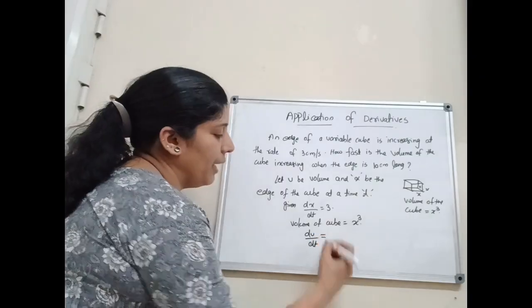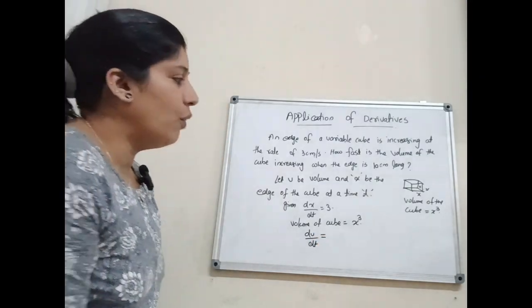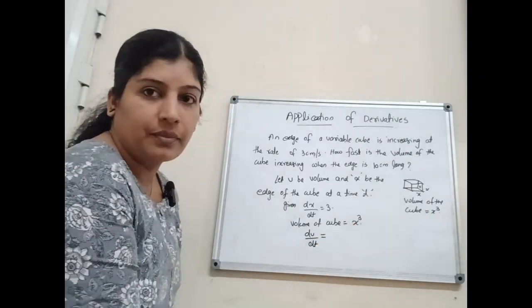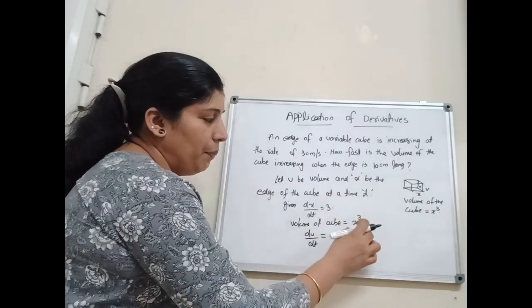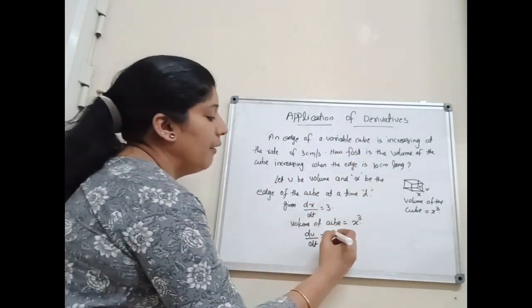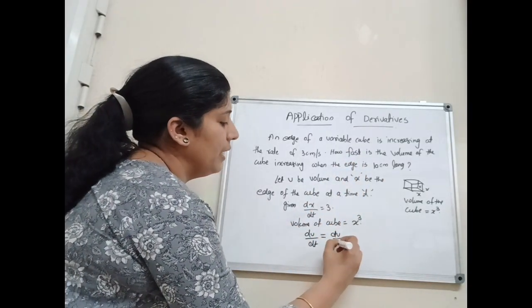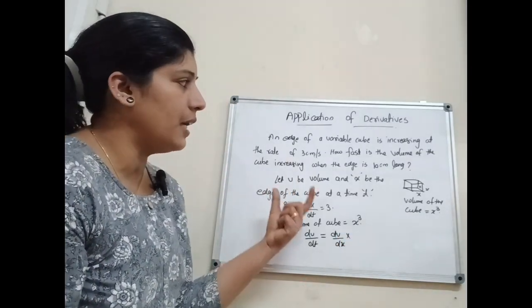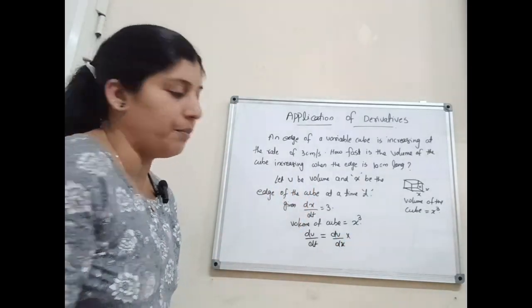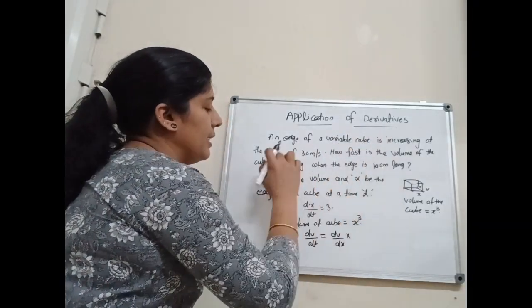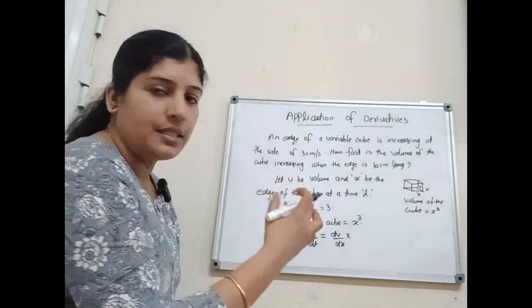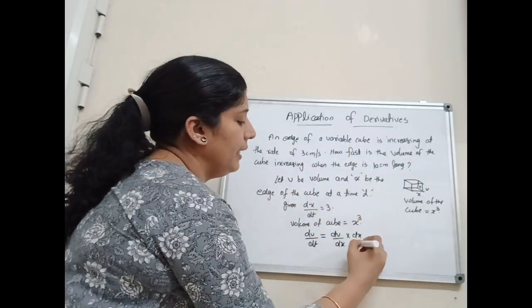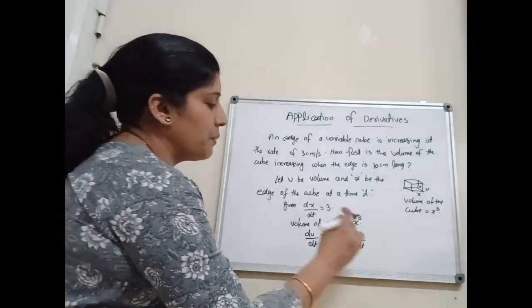It is equal to, here the volume is defined on x. Here volume depends upon the edge of the cube. That is, first we have to consider dv by dx into, next, the rate of change of edge with respect to time. That is, the edge is increasing at the rate of 3 centimeter per second. That is dx by dt. Here dx by dt is 3.